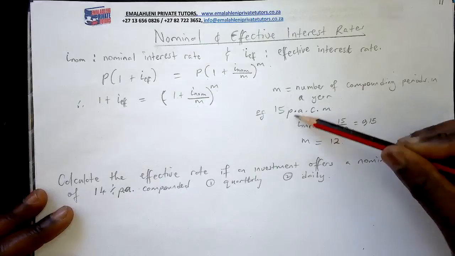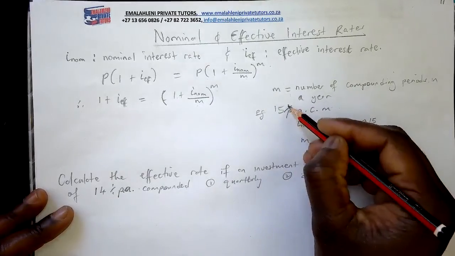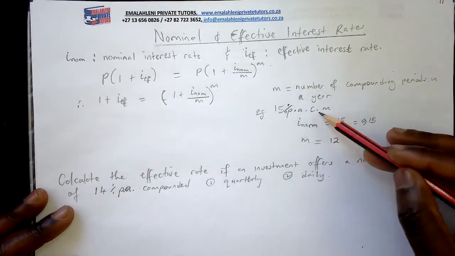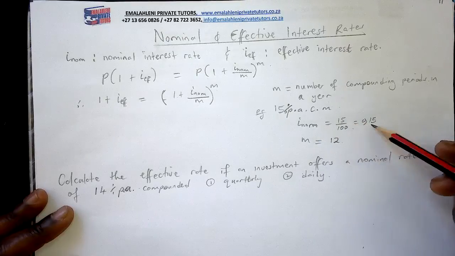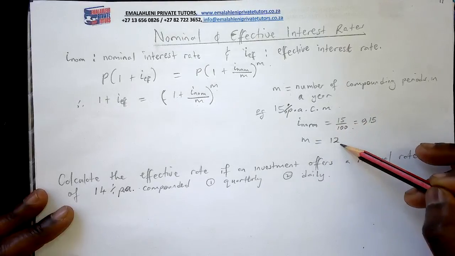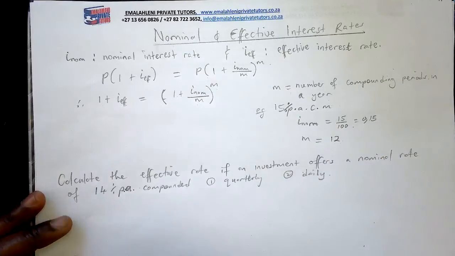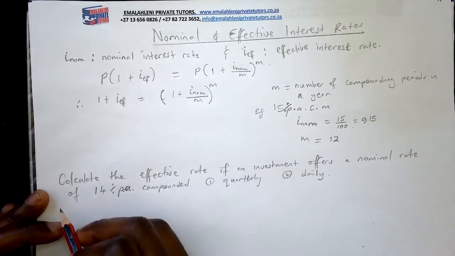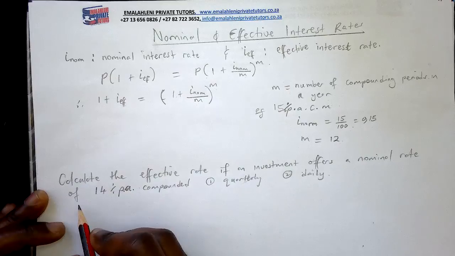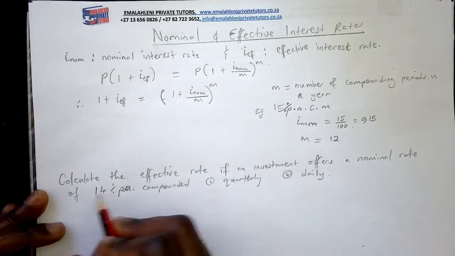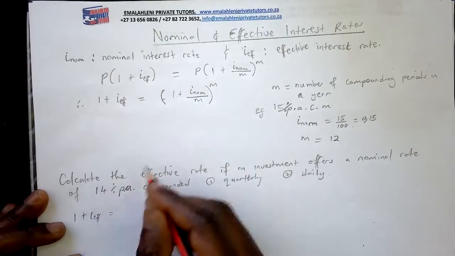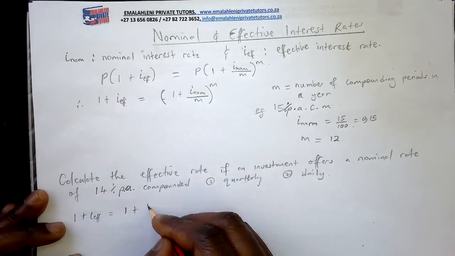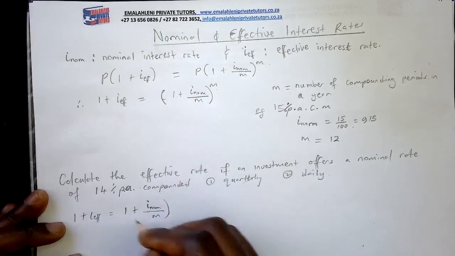For example, 15% per annum compounded monthly: i nominal is going to be 15 over 100, which is 0.15. Then M is going to be equal to 12. Okay, so let's move on and understand what's happening here. For the first one, 1 plus i effective is equal to 1 plus i nominal over M, to the power of M.